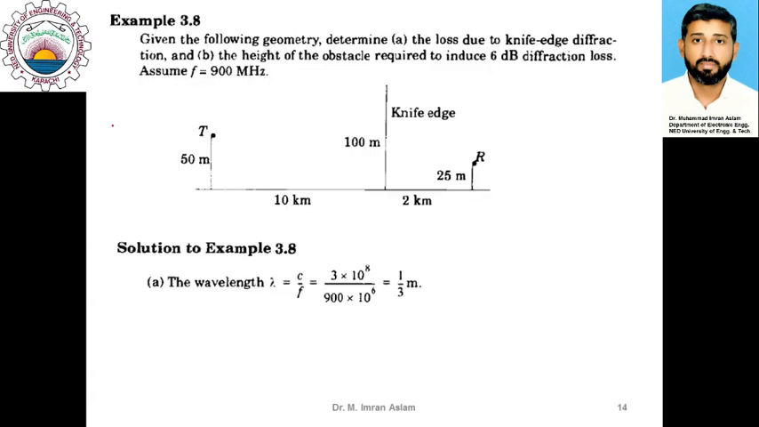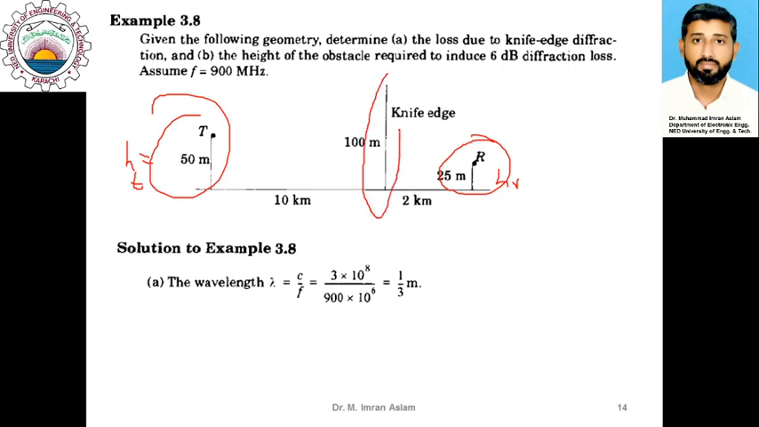So let us move on to another problem. We have another scenario which is illustrated in the diagram here. We have a receiver which is at 25 meters height. We have a transmitter which is at 50 meters height, so HT is 50 meters and HR is 25 meters. The knife edge, which is illustrated here, is 100 meters, so it's obstructing the path between transmitter and receiver. So this line of sight path is obstructed by this knife edge.